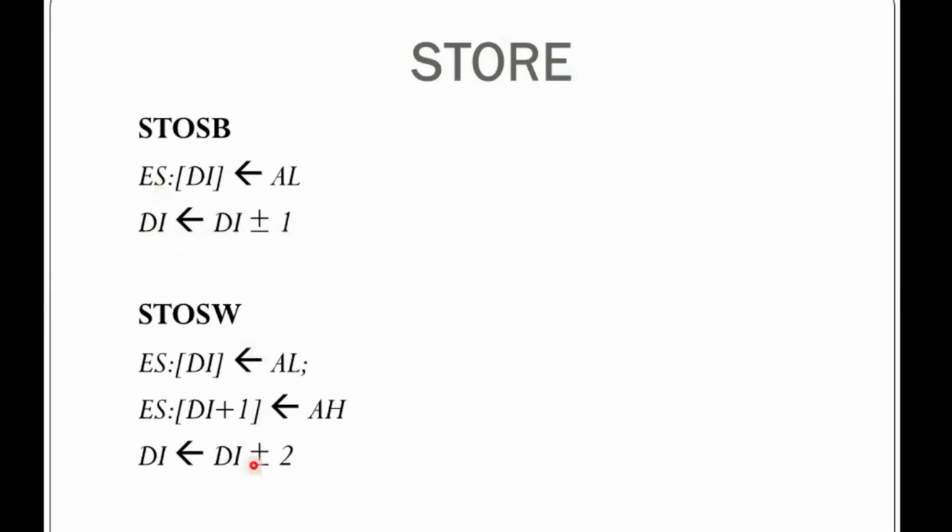For the 16-bit operation, we use STOSW. In this case, the lower byte is transferred to ES:DI, and the next higher byte is transferred to DI plus 1. That means, in case your value is 1, 2, 3, 4, then 3, 4 is stored in the first location and 1, 2 is stored in the second location of the extra segment. I hope you got the point. Since it is a 16-bit operation, your DI has to be incremented or decremented by 2.